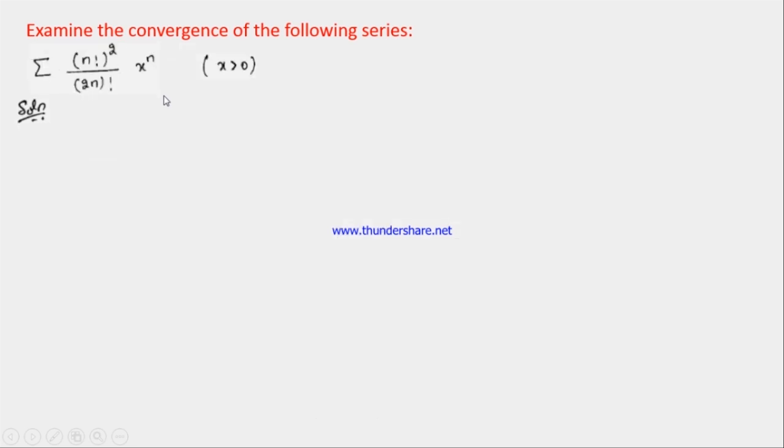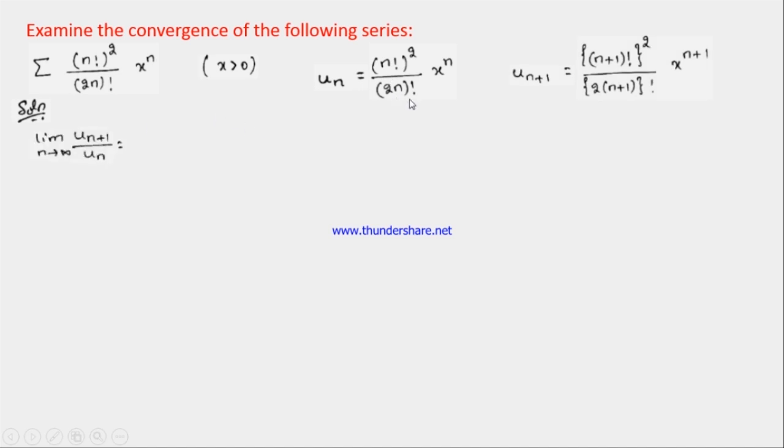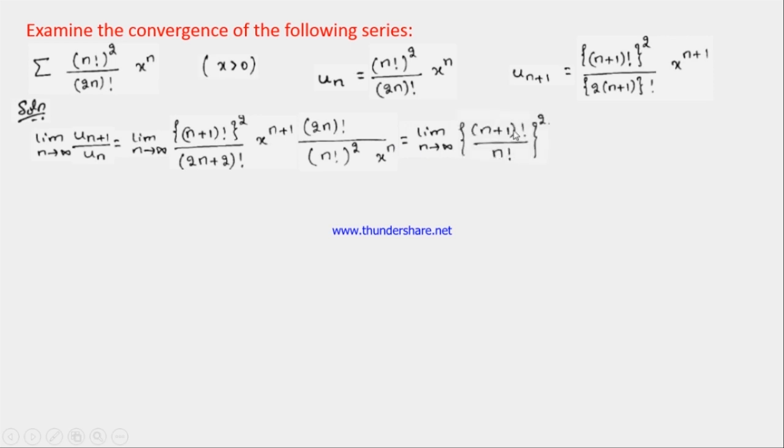Let me consider the next problem. In this problem, nth term is given. So write un plus 1, which is written by replacing each occurrence of n by n plus 1 in it. Now consider the ratio, substitute un plus 1 and un. Now we will combine these two expressions to write it as n plus 1 factorial divided by n factorial whole square.